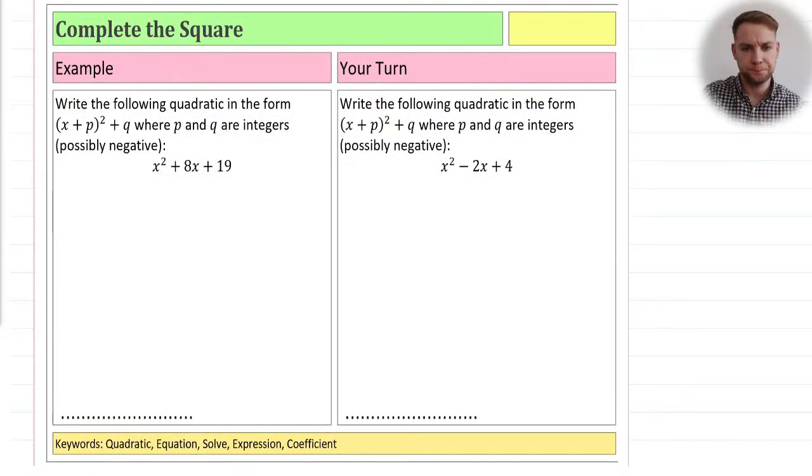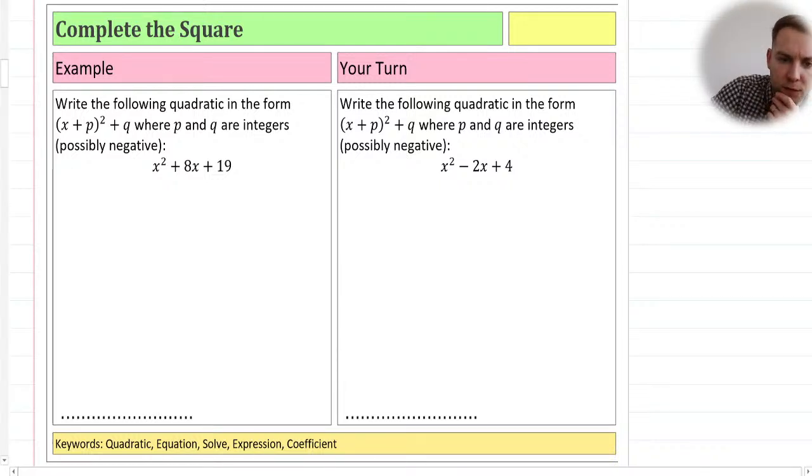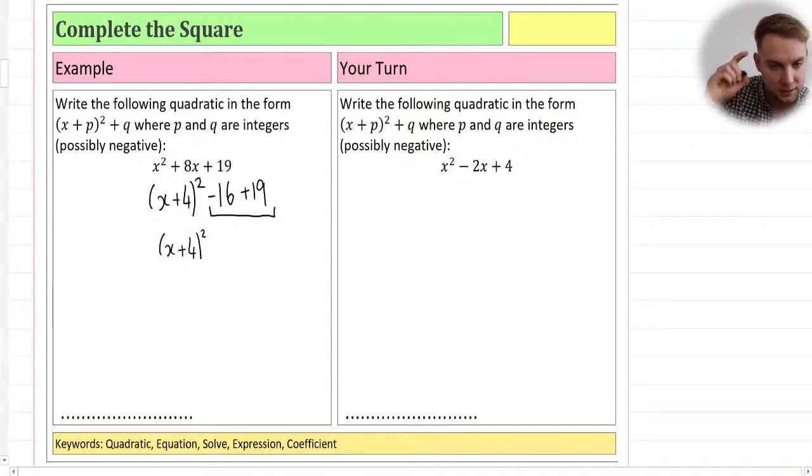A little look at it together then. So let's go with this first one. Remember, for the first one, I halve that middle number and put it in a square bracket added to x. So it's going to be (x + 4) all squared. And then I square that number inside it and subtract it. So 4 squared is 16, so minus 16, because I'm always subtracting it, plus 19. Then I simplify this last part, which is going to be (x + 4) all squared, and 19 minus 16 is equal to plus 3. Brilliant.